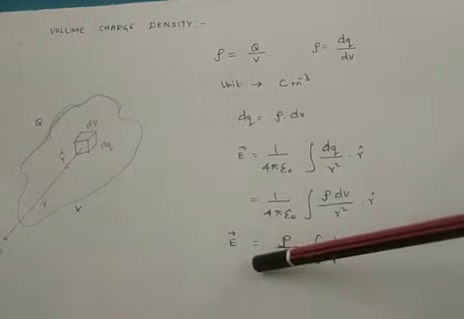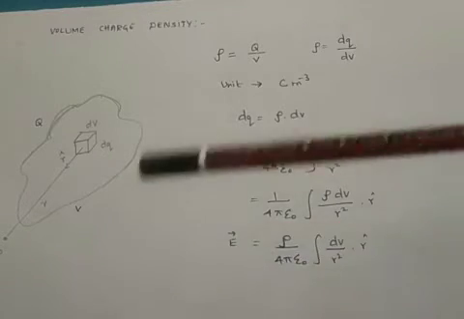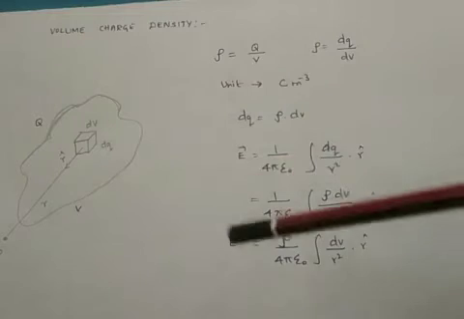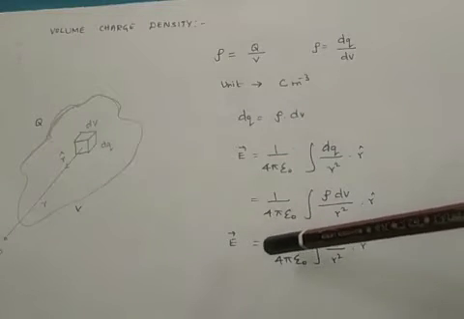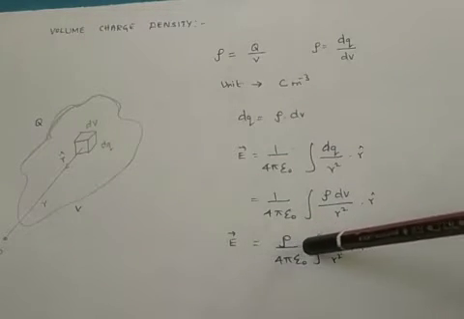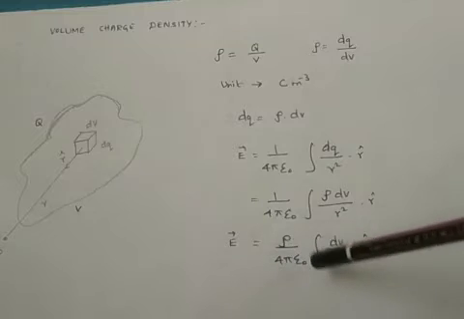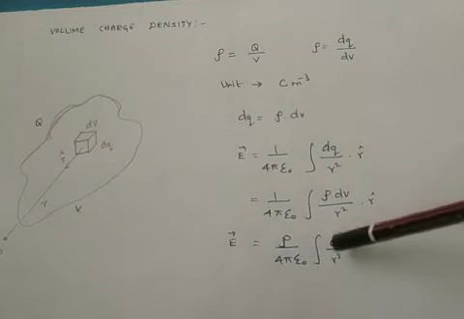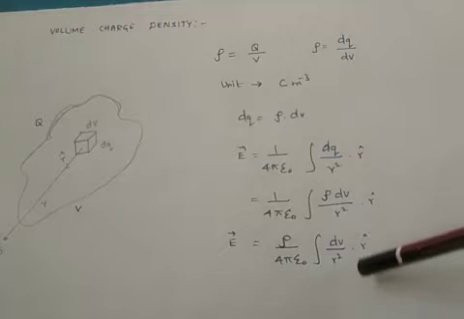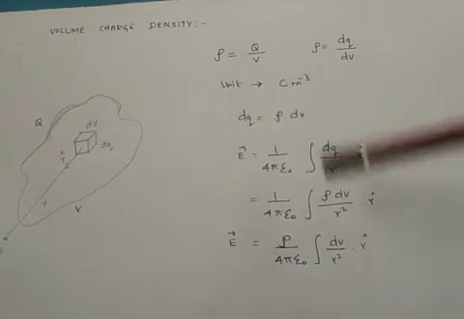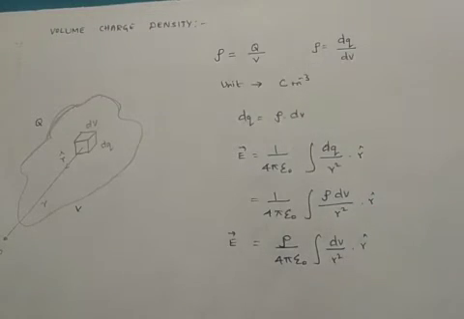So finally we are getting electric field E vector is equal to rho divided by 4 pi epsilon naught integration of dV divided by r square into r cap. By using all these concepts, we can calculate the electric field due to continuous charge distribution.